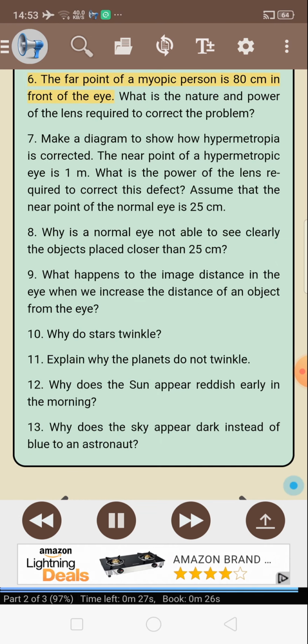6. The far point of a myopic person is 80 centimeters in front of the eye. What is the nature and power of the lens required to correct the problem? 7. Make a diagram to show how hypermetropia is corrected. The near point of a hypermetropic eye is 1 meter. What is the power of the lens required to correct this defect? Assume that the near point of the normal eye is 25 centimeters.